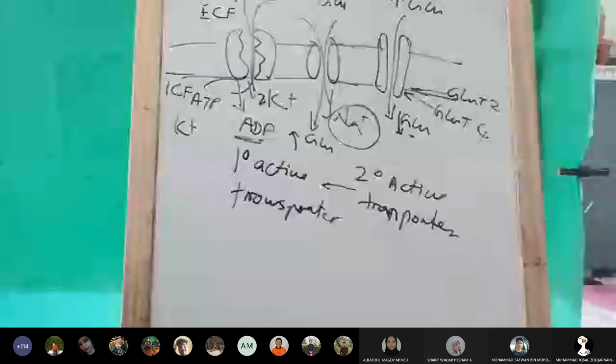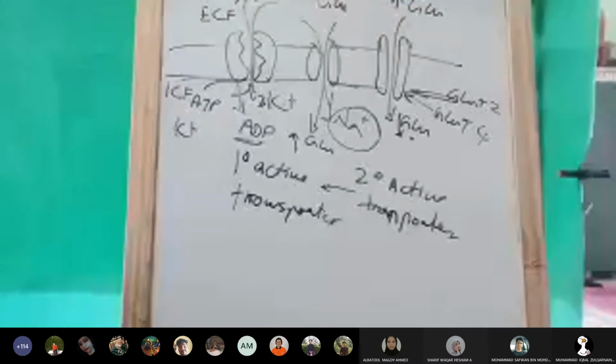So I have given 3 examples of the ion pump: the sodium potassium pump, the hydrogen pump, and also the calcium pump. Do you know where they are located? Sodium potassium pump. Anyone?